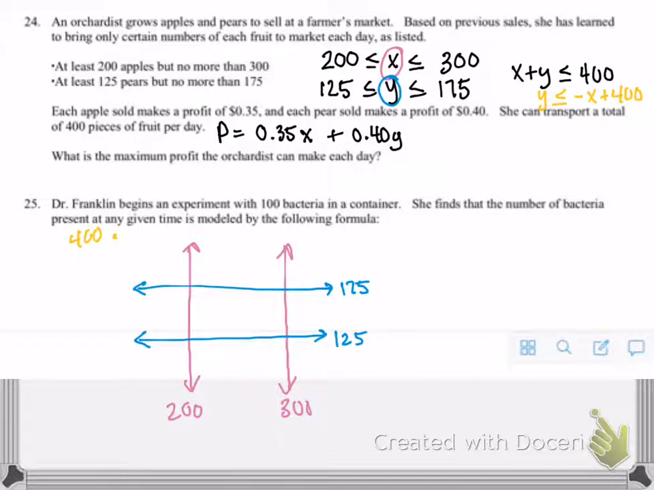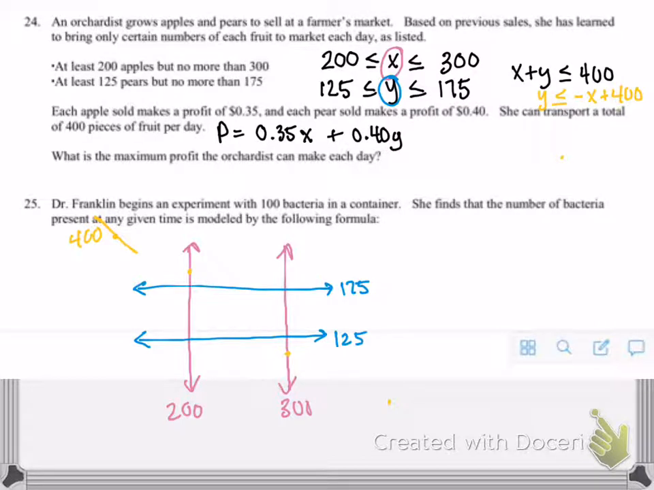I know that because if I substitute a 200 into this equation, negative 200 plus 400 gives me positive 200. So I'm going to draw a point at 200, 200, so a little bit above 175. If I substitute 300 into this equation, negative 300 plus 400 is 100. So 300 is paired with 100, a little bit less than 125. And if I substitute 400 into this equation for x, negative 400 plus 400 is 0. So my x-intercept is at 400, 0.